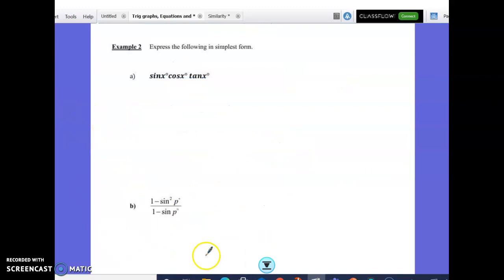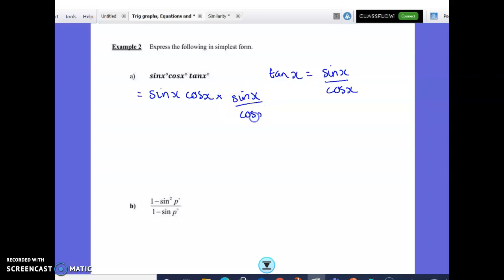Okay, next one. I want to express the following in simplest form. I prefer the prove that ones because we know exactly what we're aiming for, but here we're just trying to think what we can replace and try and make it as simple as possible. We know that tan x is equal to sine x over cos x, so I can replace my tan x with sine x over cos x. That means I'm timesing by cos x, I'm dividing by cos x, they cancel each other out, so I'm just left with sine x times sine x. This is sine squared x.